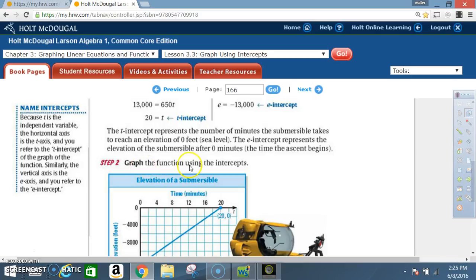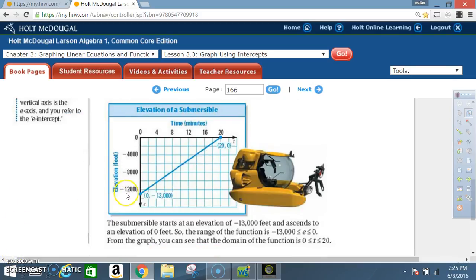Step 2, graph the function using intercepts. All right, so we graph our intercepts. X is 0 and y is a negative 13,000, excuse me. And here, x is 20 when y is 0. The submersible starts at an elevation of a negative 13,000 feet and ascends to an elevation of 0 feet. So the range of the function is E for elevation is greater than or equal to a negative 13,000, and E is less than or equal to 0, sea level.